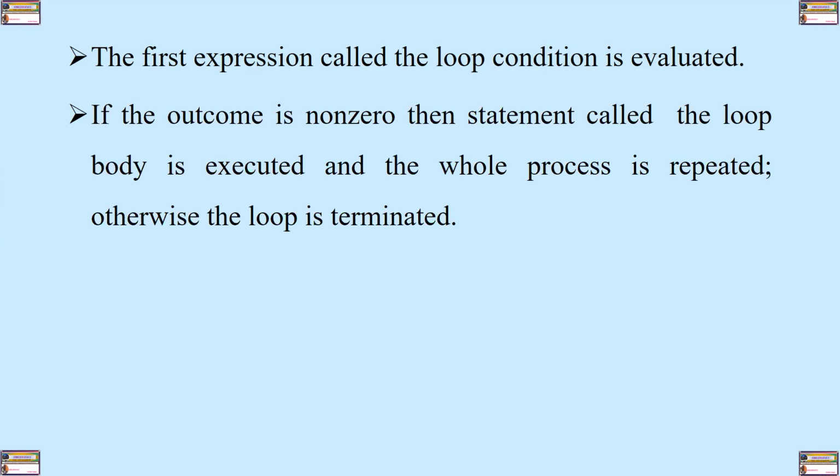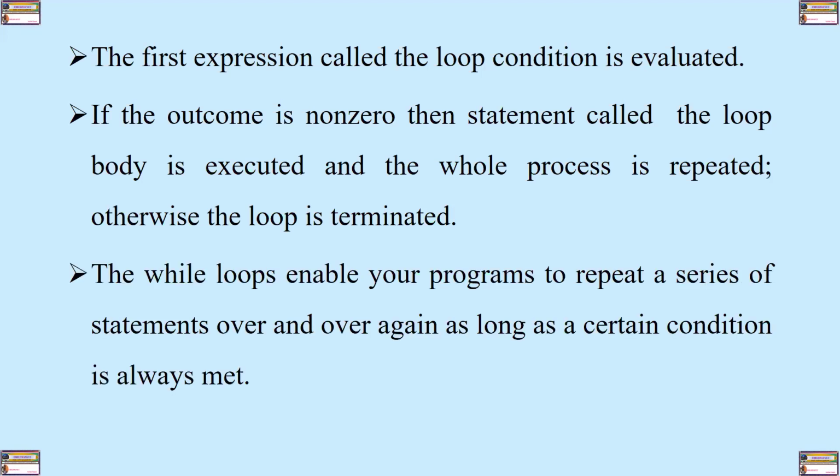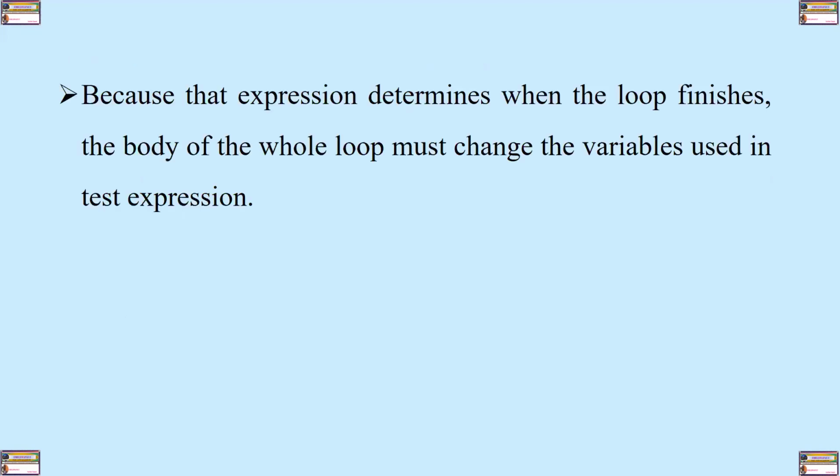In other words, if the condition evaluates to true, the block of statements just there are executed and repeated for as long as the condition is holding true. Otherwise, the loop is terminated. So if the condition is tested and it evaluates to false, nothing will be done. But if it evaluates true, as long as the condition is evaluated true, something will always be done. So the while loops enable your programs to repeat a series of statements over and over again, as long as a certain condition is always met.